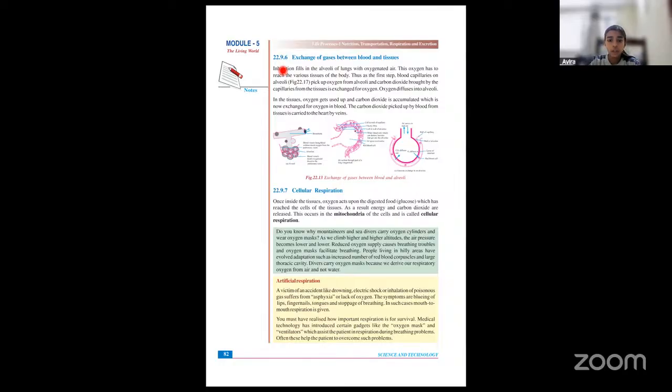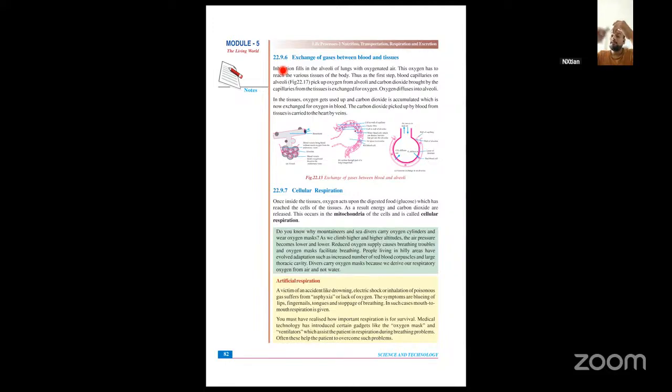The carbon dioxide picked up by blood from tissues is carried to the heart by veins. So you can see here that the veins and the heart got mixed up. Why? So that the oxygen can go inside the body. Did you understand? Yes or no?